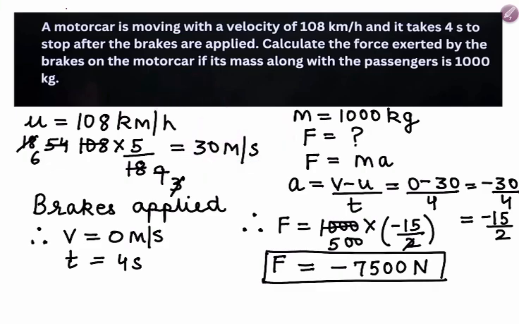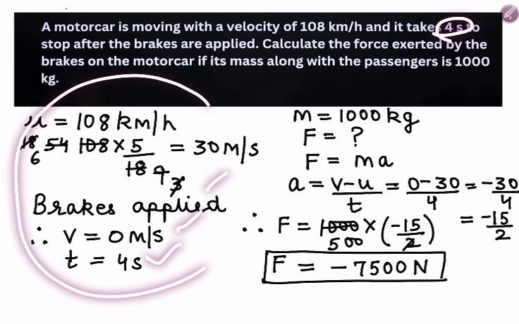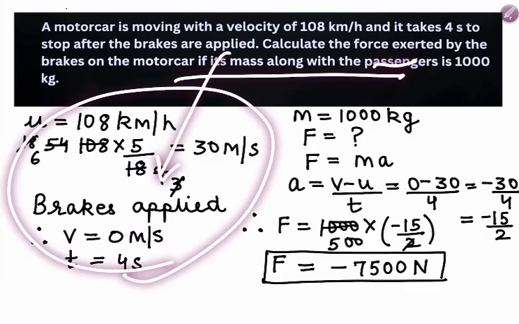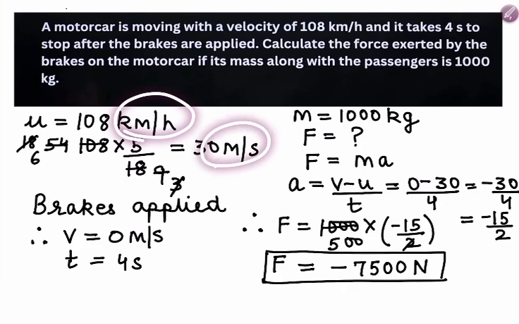After this, it says that the brakes are applied. So after the brakes are applied, that means the final velocity becomes 0. Again, the indication is given that the brakes are applied, and hence we come to know that v is equal to 0 meter per second, right? After this, the time is also given, that is 4 seconds. I have written it over here. So all the values I have taken out from the numerical and I have written over here, even after doing the conversion from kilometer per hour to meter per second.